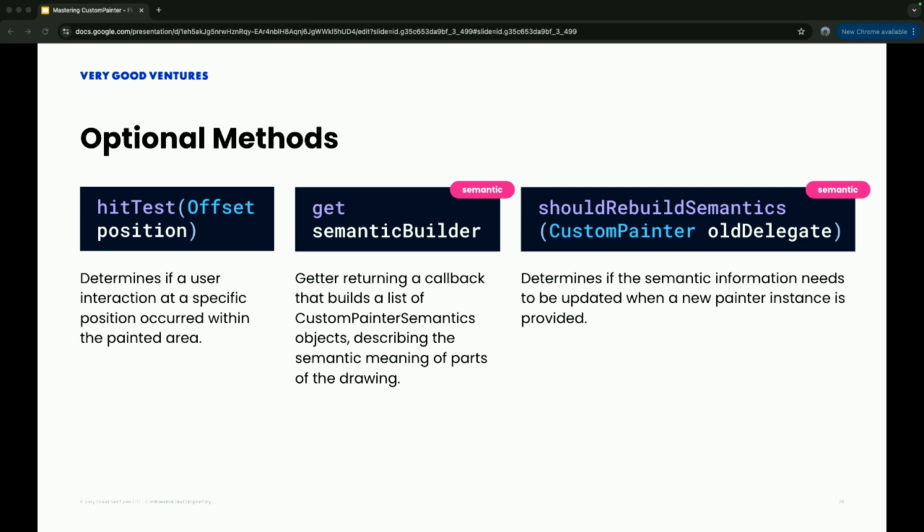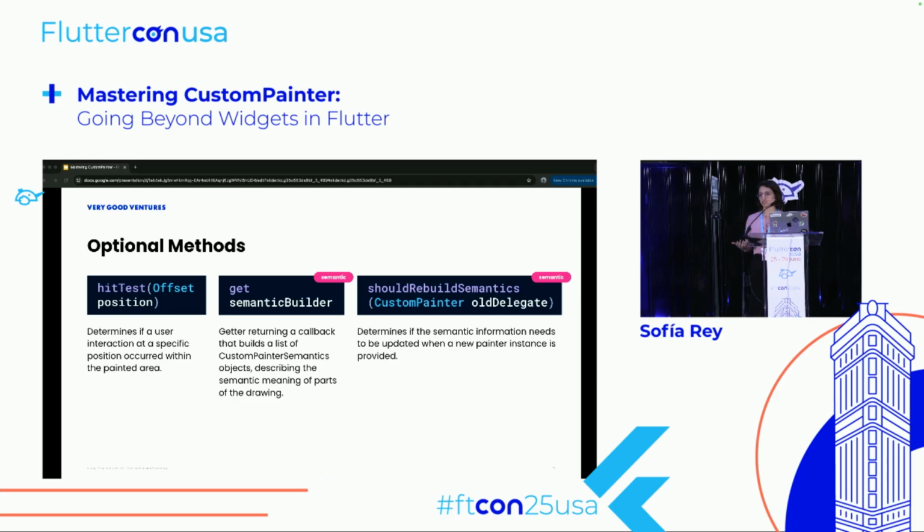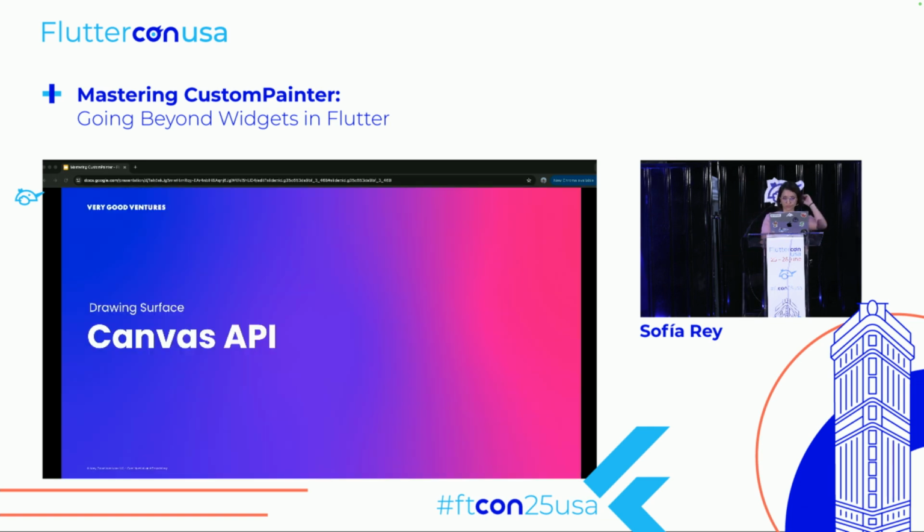Then we also have two different semantics methods, let's say. The first one is a getter that will return a list of CustomPainterSemantics, which are descriptions for small portions of our drawing that explain what is happening there. This is useful for accessibility, when screen readers will read the content of our drawing. And then shouldRebuildSemantics is exactly the same as the shouldRepaint method, but for the accessibility part.